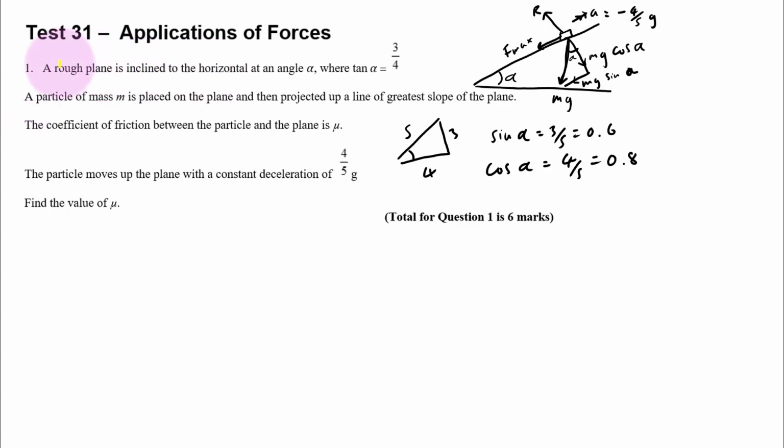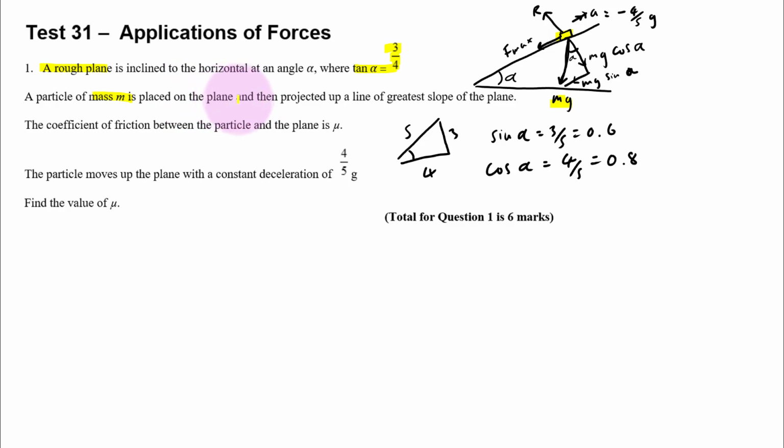You have a rough plane, so we know that has friction. It's inclined to horizontal at an angle alpha, and tan alpha equals 3/4. We've got a particle of mass m, so this is our m here, and that's why we have our mg going down.